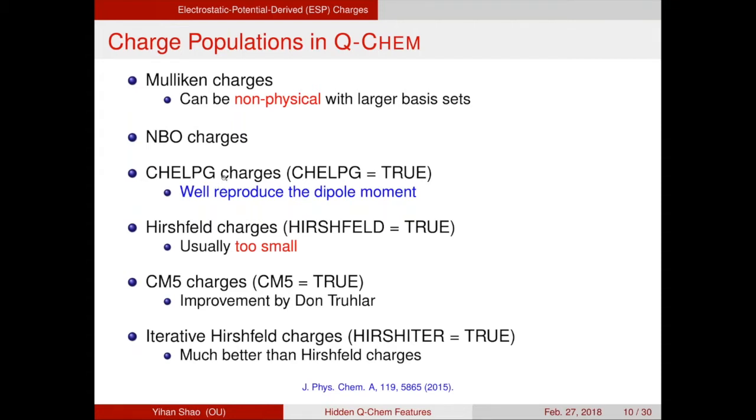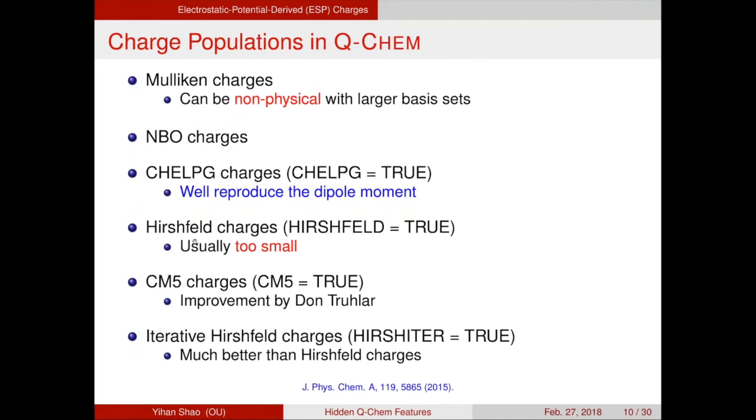And so in general, with ESP charges, the main trouble is that when we have large molecules, what we try to do is to reproduce the electrostatic potential on some surface points. And when we have large molecules, that can become problematic because the charges of inner atoms can become underdetermined. So then we have been looking at other charge populations.